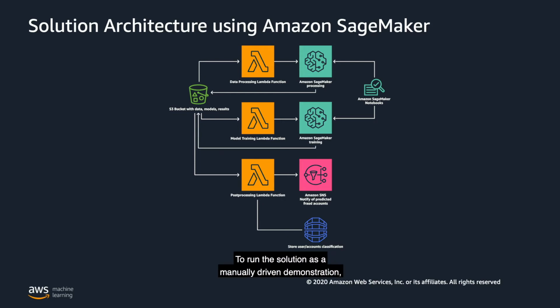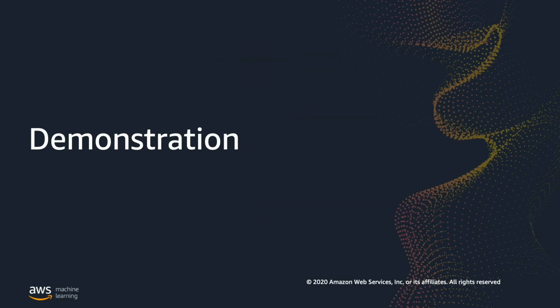To run the solution as a manually driven demonstration, there is also a SageMaker notebook instance which contains a Jupyter notebook that abstracts the full end-to-end functionality of the solution and allows you to invoke the components of the solution by running the cells in the notebook. The notebook also uses similar SageMaker processing jobs and SageMaker training jobs to do the data processing and model training respectively. In this part of the video, I will show you a demo of how to launch and run the fraud detection with graph neural network solution.